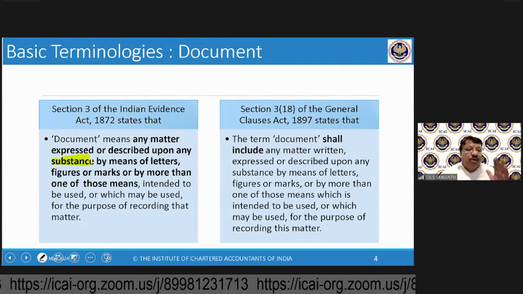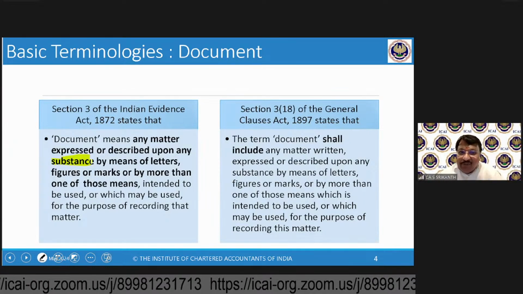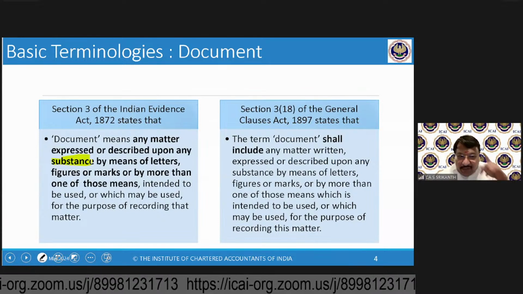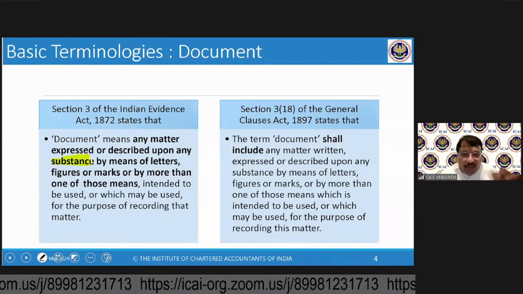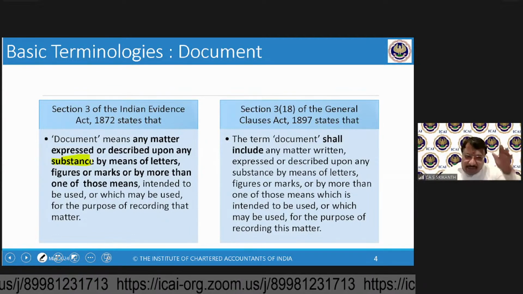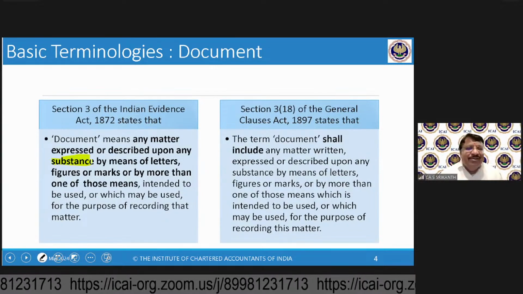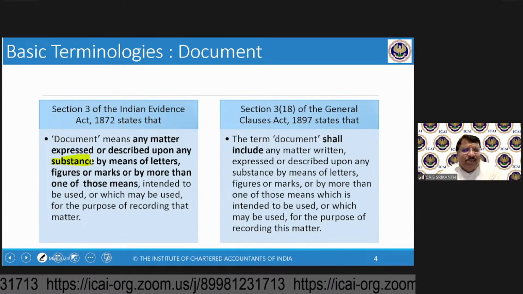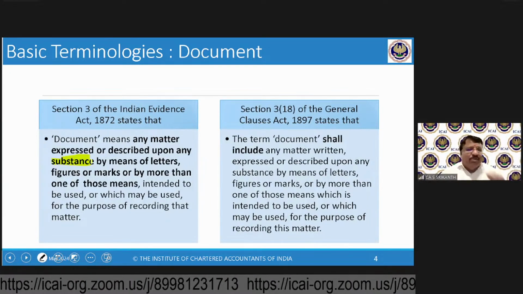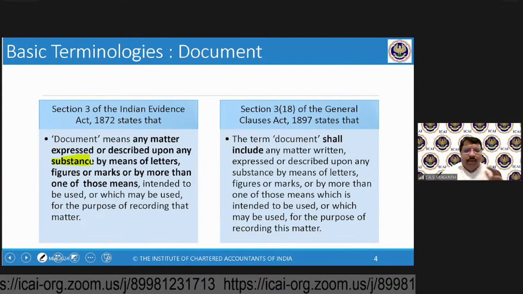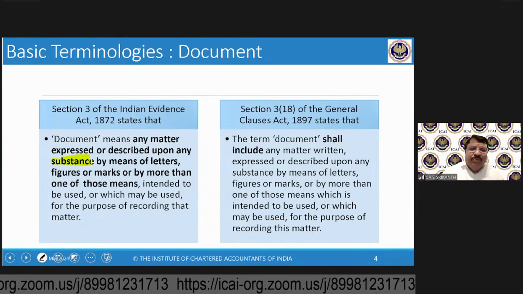Finally, he realized that they may not write on paper at all. See, today most of what you read is not on paper, it is on a screen, on the computer. I am now reading something which is on a screen. So when I create a Word document, it is a document. When I convert it into a PDF and send it to you, you don't print it. You read it on your mobile. Any matter expressed or described upon any substance by means of letters, figures, or marks. I mean, this guy was prescient. He knew what he was talking about. And he ensured that his definition would live for 150 years and more.